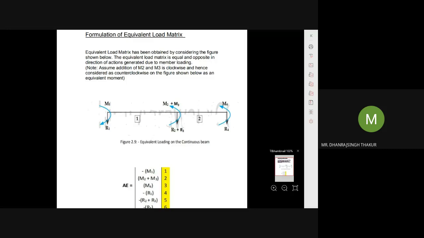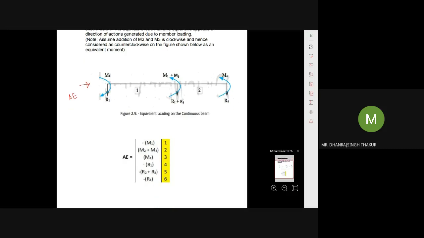So what will the steps be? First you have to find out the fixed end moment and support reaction. After that you have to superimpose it, then superimpose the actual load on the actual beam. After that you have to plot it with the opposite sides. So this figure will give you the value of the AE matrix. So here you can see, this is the AE matrix.